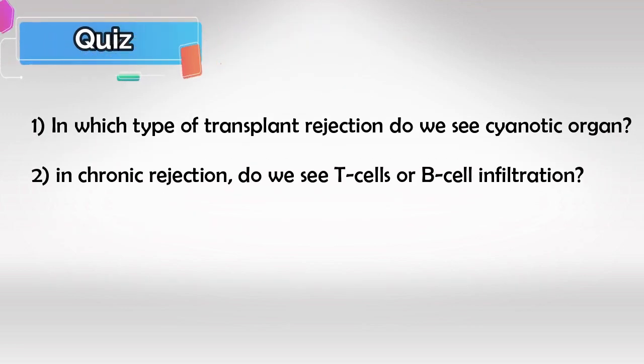And here's a small quiz for you. So where do we see cyanotic organ rejection? And in chronic type, do we see T cells or B cells infiltration?